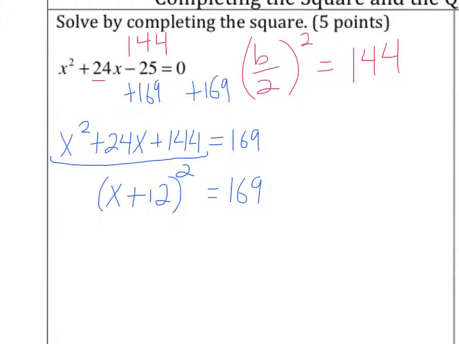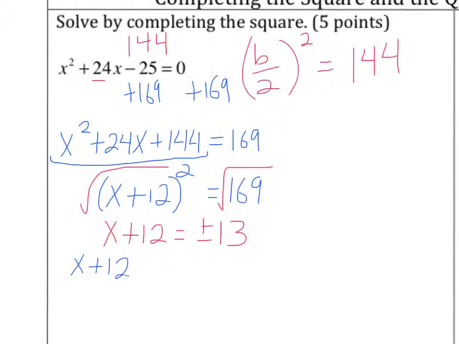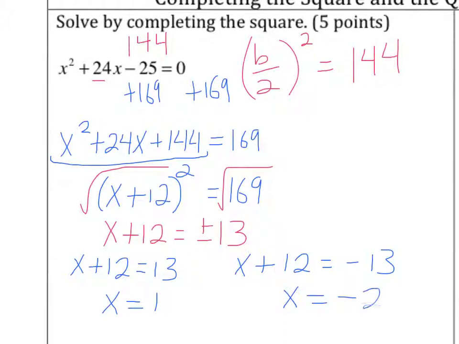To get rid of a squared, I can take the square root of both sides. I'm going to have a result that's x plus 12 equals plus or minus 13. That gives us two equations to solve. x plus 12 equals 13, and x plus 12 equals negative 13. So x is going to be 1, or x is going to be negative 25.